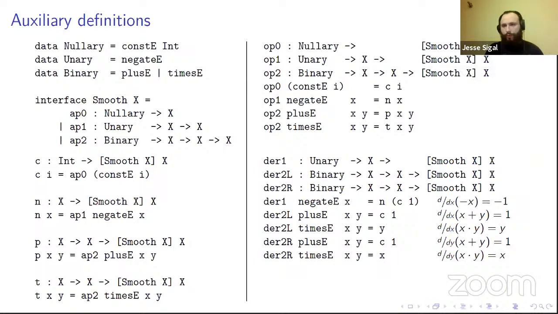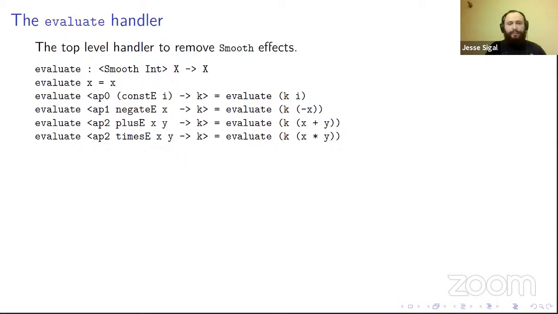To begin with, though, we don't see that second class of auxiliary functions, we just see the evaluate handler. This is going to be our top level handler, as I mentioned before. What this will do is remove all smooth effects and bring us back to a pure program. And this is the definition. We can see here that it handles the smooth effects. When we hit a smooth effect, we take the captured continuation K, and to K we just feed the evaluation using the built-in arithmetic functions and continue as normal. So this is the simplest thing.